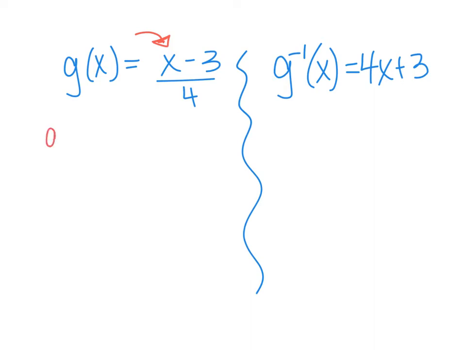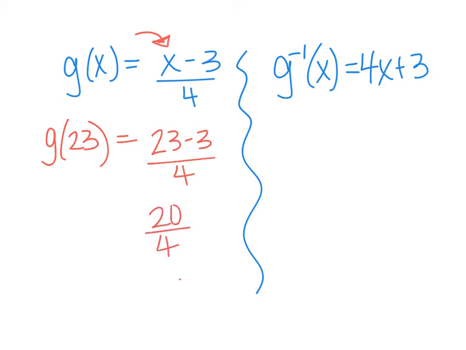So I am going to plug in a 23. So I'm going to do g of 23. When you do g of 23, you plug in a 23 here, minus 3 divided by 4. If I work that out, I get 20 divided by 4, and I get a 5.